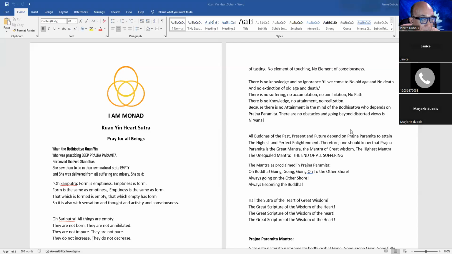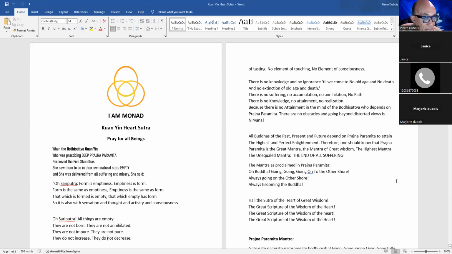So the Kuan Yin Heart Sutra, O Sariputra, form is emptiness and emptiness is form. Form is the same as emptiness. Emptiness is the same as form. That which is form is empty. That which is empty has form. And so it is also with sensation, thoughts, and activity and consciousness.